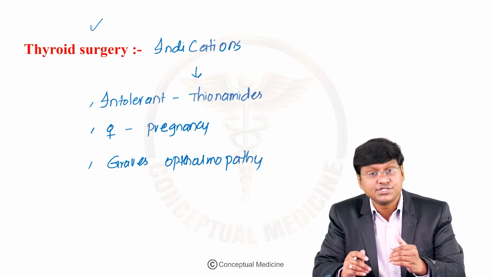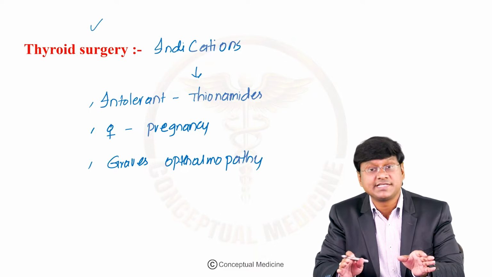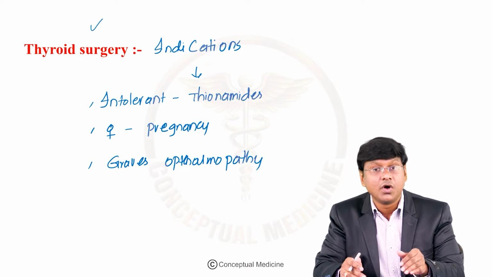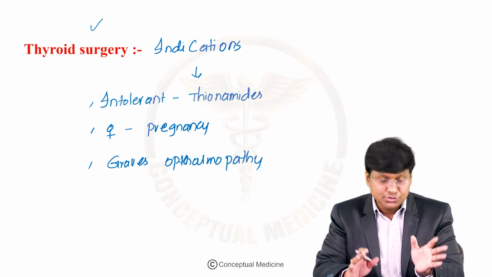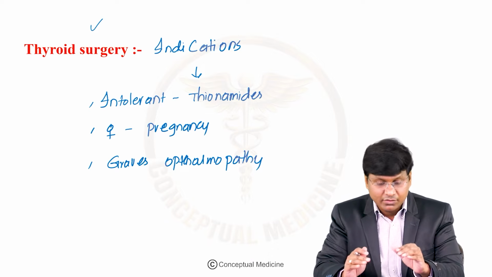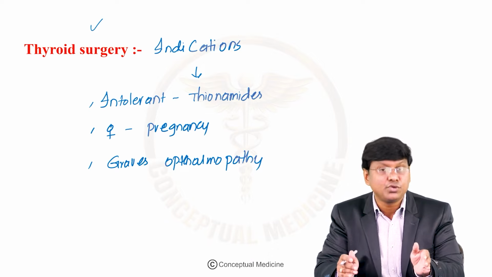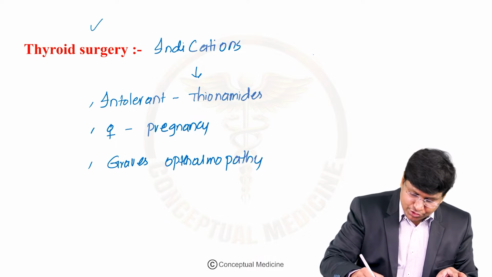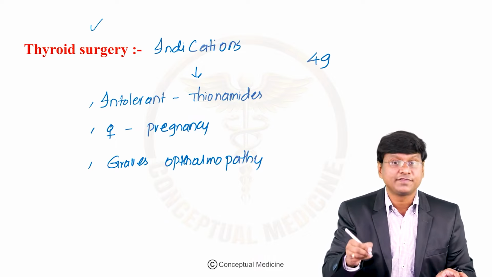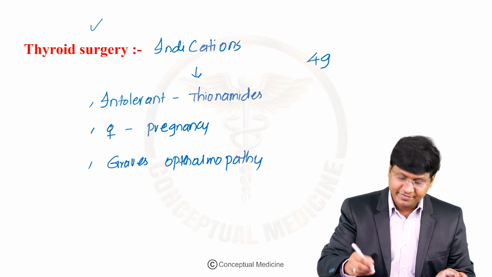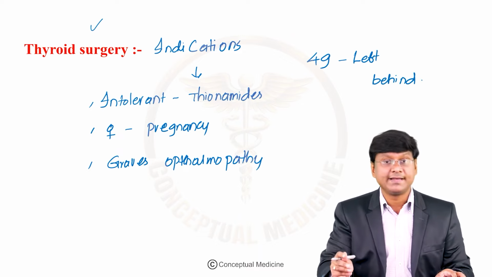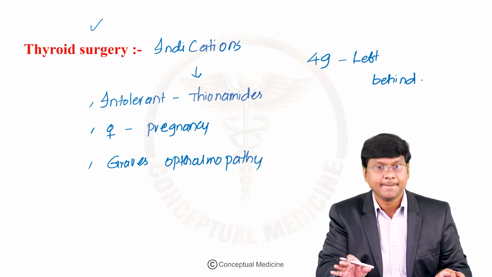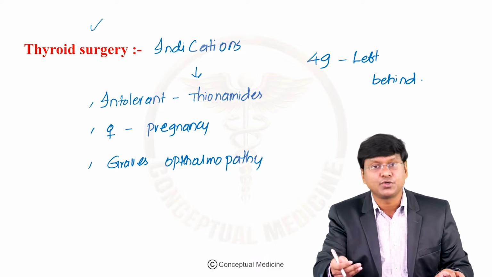And the surgical procedure of choice is the total resection of one lobe and subtotal resection of the other lobe. That should be the surgical procedure of choice. But whenever you have done the subtotal resection, you have to ensure that 4 grams of thyroid tissue is left behind. Right? 4 grams of thyroid tissue should be left behind. But this is when you are doing subtotal thyroidectomy.